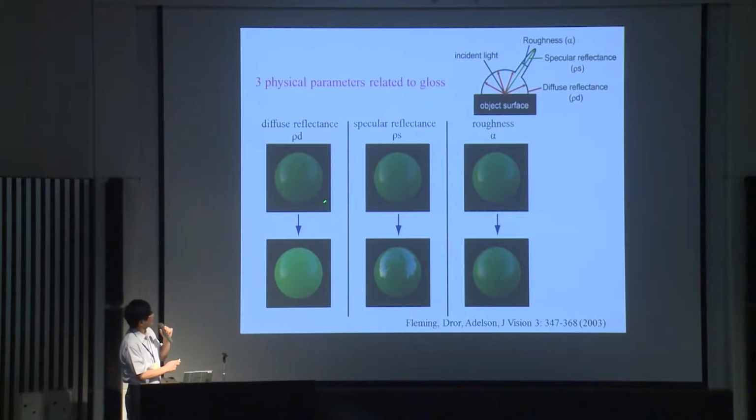Diffuse reflectance indicates the strength of diffuse reflection and influences the overall intensity of reflected light. And specular reflectance indicates the strength of specular reflection and influences the intensity of highlights. And roughness is the surface roughness at the microscopic level and influences the spread or blur of highlights. So to test the selectivity of neurons to various glosses, we generated stimuli with various combinations of these 3 parameters.